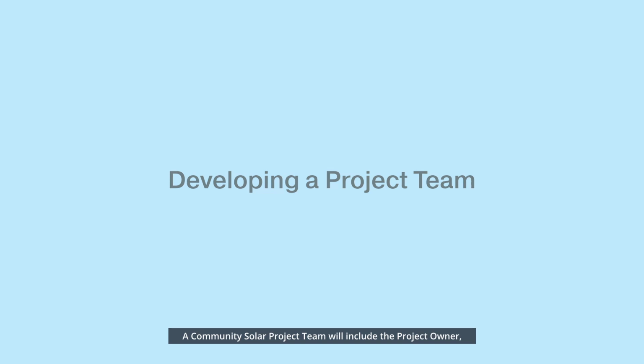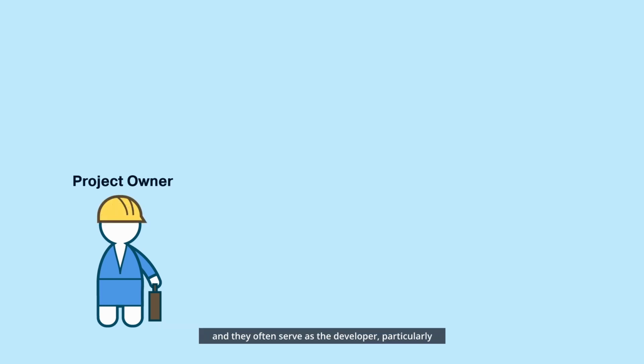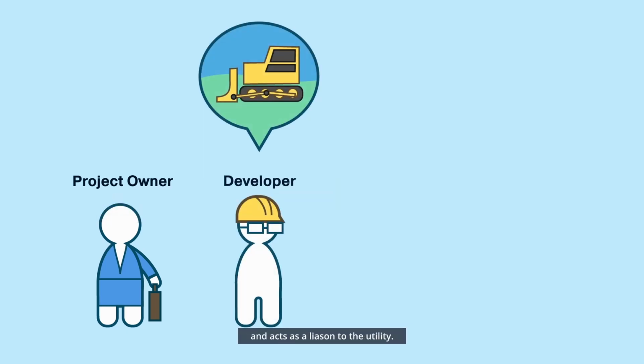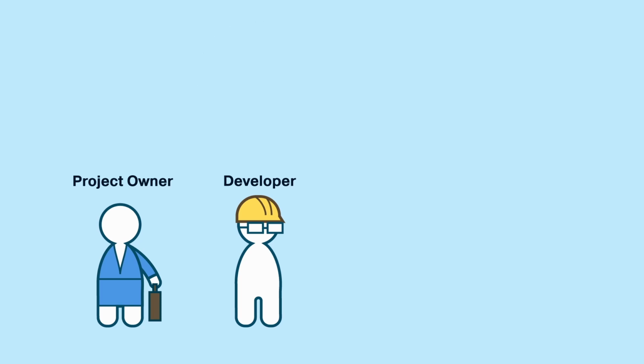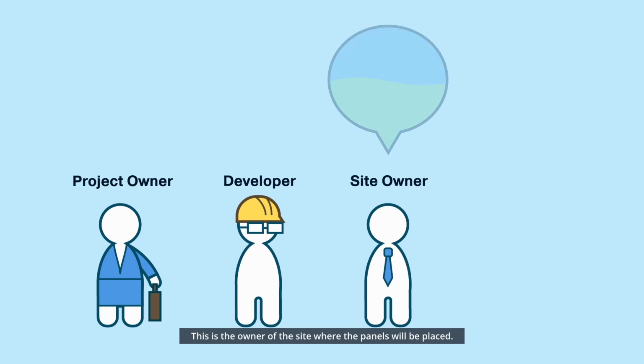A community solar project team will include the project owner, which is the entity that will financially and legally control the project, and they often serve as the developer, particularly in the early stages of project development. The developer, who oversees construction and acts as a liaison to the utility, and the property or site owner. This is the owner of the site where the panels will be placed.